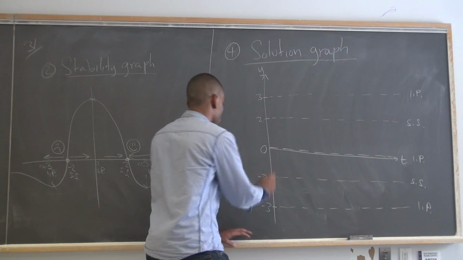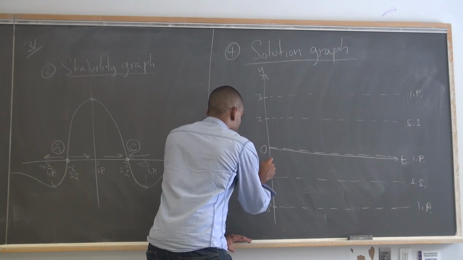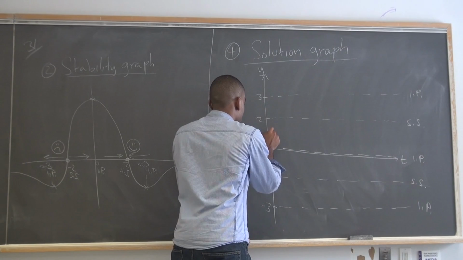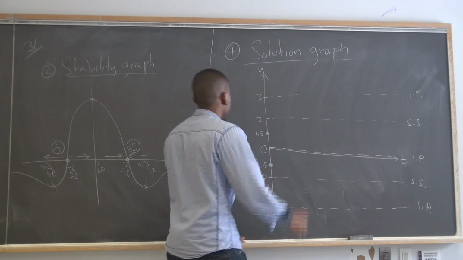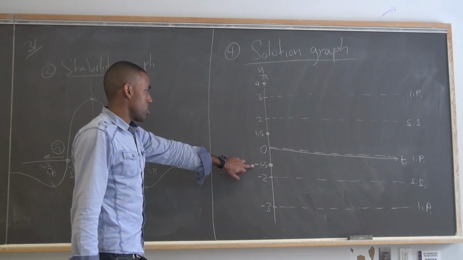And they gave us 3 initial conditions. One was at -1.5. Another one was at +1.5. And another one was at 4. Okay, so let's start with this one. How would it behave?